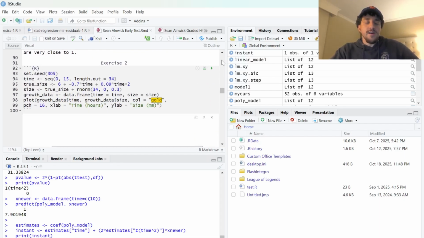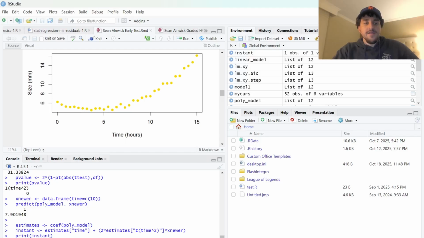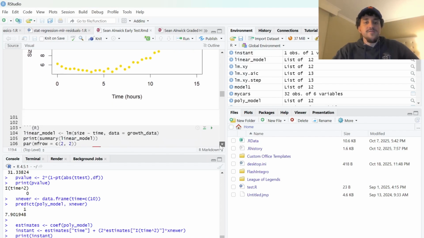Now on to exercise 2. We had to analyze data from a study of bacterial growth in a bacterial colony over time. And as we can see in the plot of time versus size, it is suggested that a linear model may not be the best fit for this data as there's a clear curve in the plot.